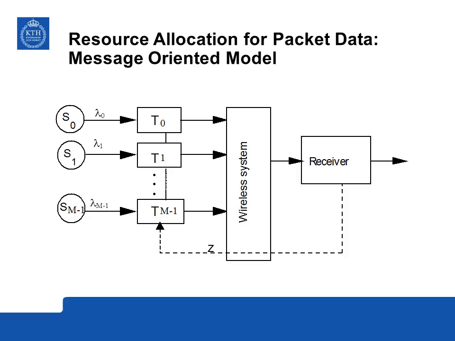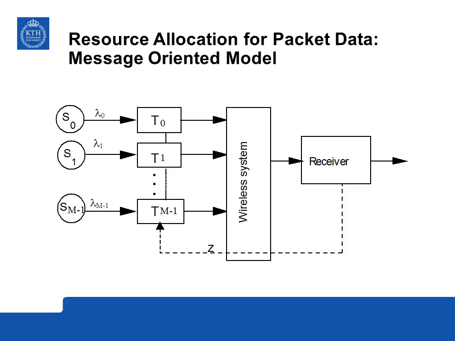The messages from the sources arrive at the transmitters T0 to Tm-1, and the problem we're faced with is finding suitable strategies on how these transmitters should transmit their data over the wireless system. The wireless system has a limited capacity, and most of the time we will use a collision-oriented model, meaning that if too many transmitters transmit data at the same time, the data may be lost. And they may receive information about this through the feedback link indicated as a dotted line with the Z, where the transmitters will be informed of the result of their different actions.